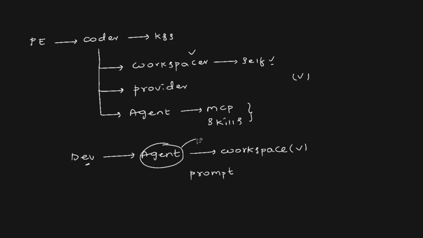So the agent would finish the task by accessing the workspace. It would finish the execution on the workspace and probably create a pull request. That's all. Now let's look at the same thing through the demonstration so that you understand this concept better.